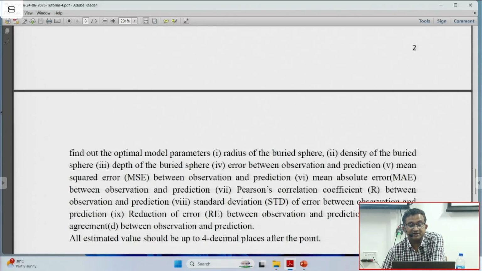Then related statistics like mean square error between the observed versus predicted, then standard deviation. All these statistics, such as reduction of errors, and then index of agreement, are the other statistics to see how your predictive models perform in terms of quality. Let us see how accurate your optimal model parameters are for this type of problem.